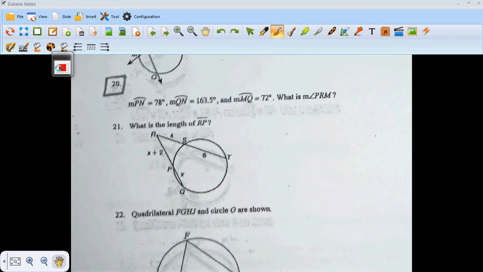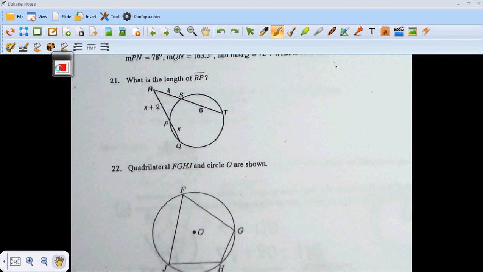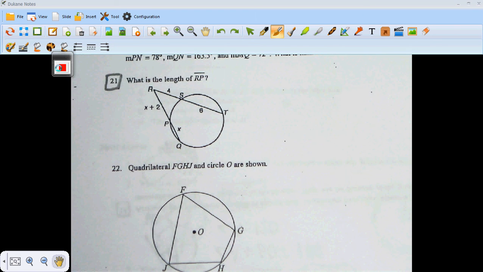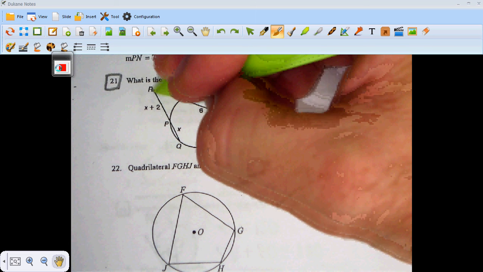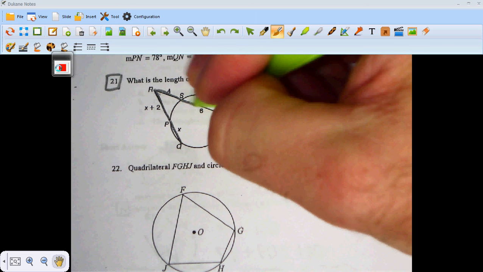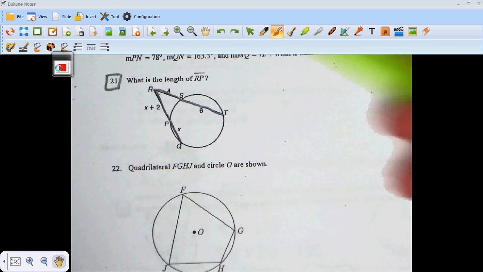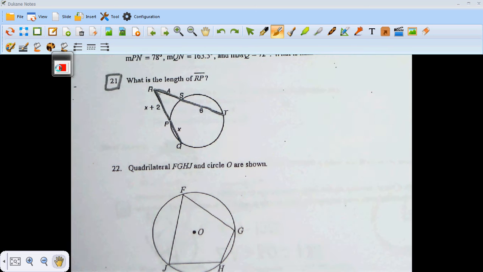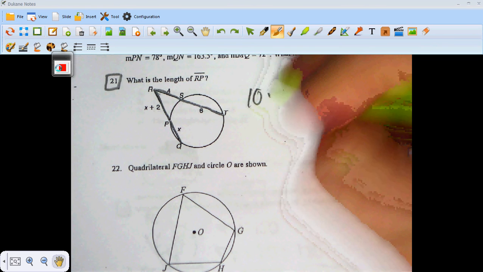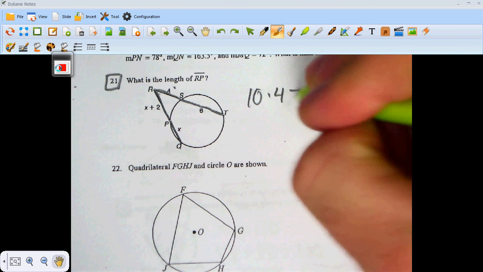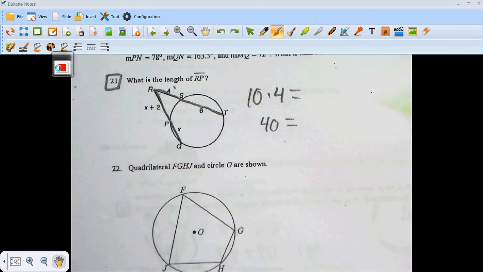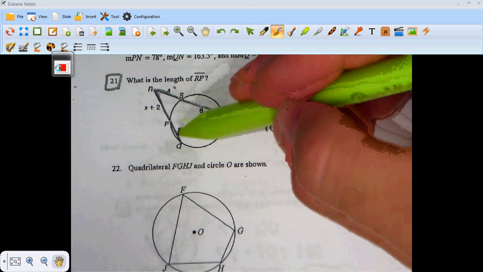So you can solve it. 21 is going to be your extra credit. The only thing I'm going to do with this is set it up. You're going to have to solve it. Now this is 2 secant lines to a circle. If I have 2 secant lines, I know that they're proportional. So if I take all of this line, 6 plus 4 is what? 10. Times the outside arm, which is 4, is equal to 40.